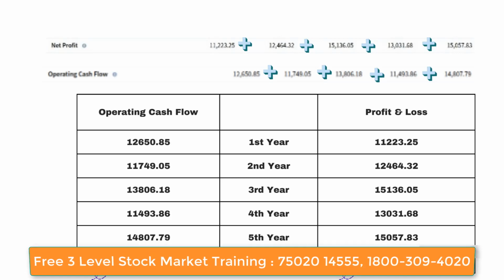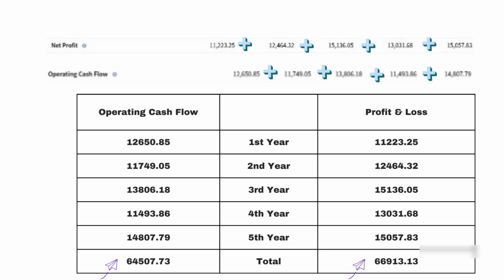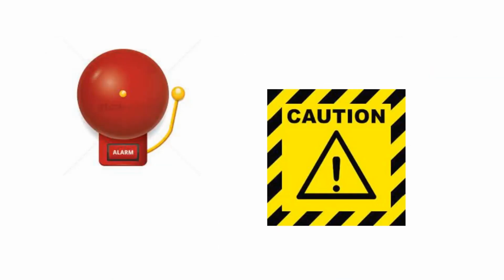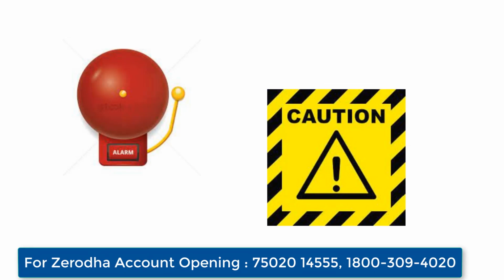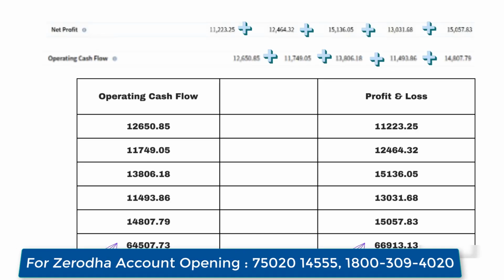If the net profit amount is closer to the sum of operating cash flow, then the company is doing good in terms of business revenue. However, if there is a huge gap in the revenue and cash flow, then it must raise alarm bells for you and tread with caution.